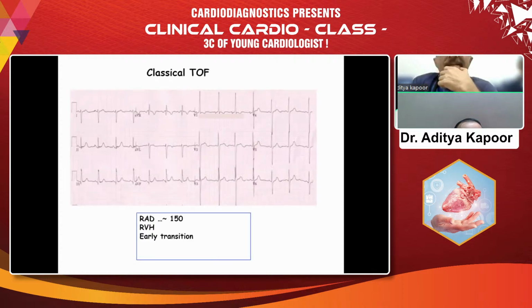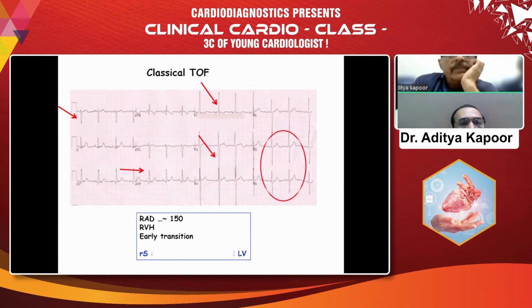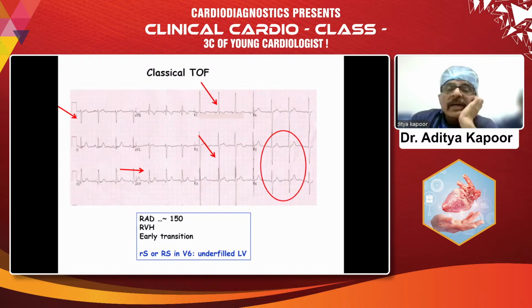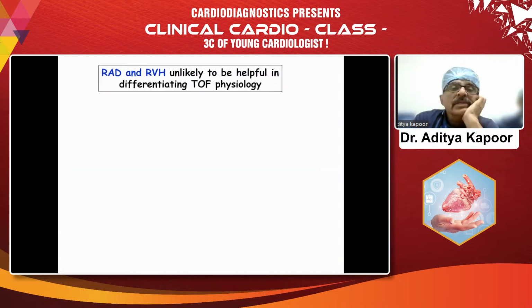So classical tetralogy, I think Maulik discussed very well. So it's a right axis deviation. See this right axis? There is right ventricular hypertrophy and early transition, that is appearance of the S wave by V2. And you have an underfilled LV. So you have an RS complex in V5, V6. So this is classical tetralogy.